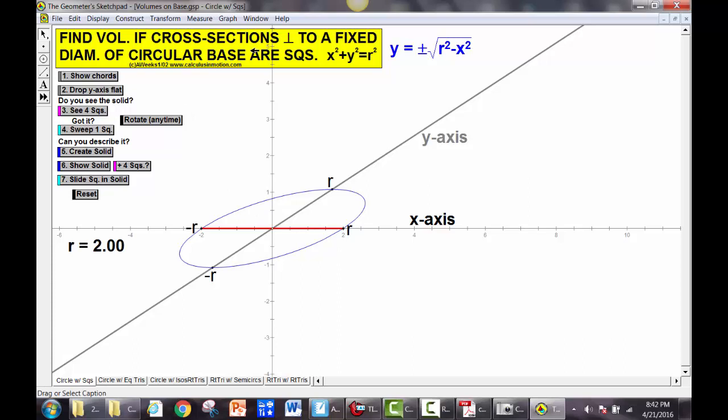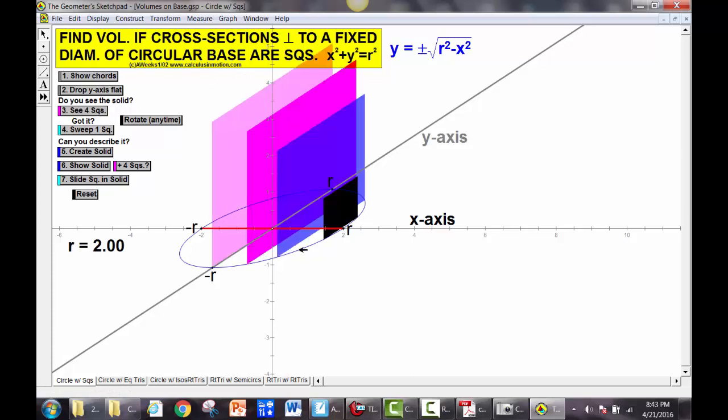We're going to find the volume of a solid where the cross sections are perpendicular to a fixed diameter, which in this case is the x-axis. It's either the x or the y-axis. The base is a circle, and the cross sections are going to be squares. So here's an example of 4 of the squares.